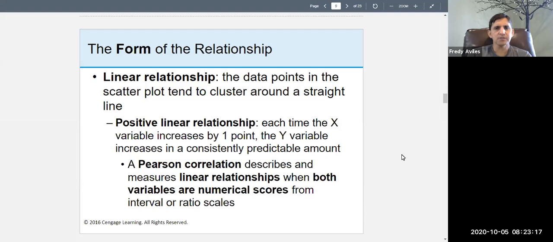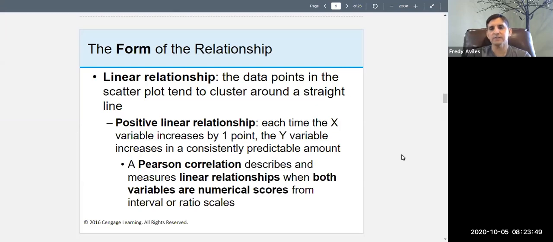The form of the relationship has to do with whether we're talking about a relationship where you have a straight line or one where you have a line that is not really straight, which I'll show you in a moment. So you guys are used to, when you learned about relationships, you learned probably about linear relationships, where the data points in the scatter plot tend to cluster along a straight line. Those are the kind of relationships we just looked at. The points tend to cluster around a straight line, okay?